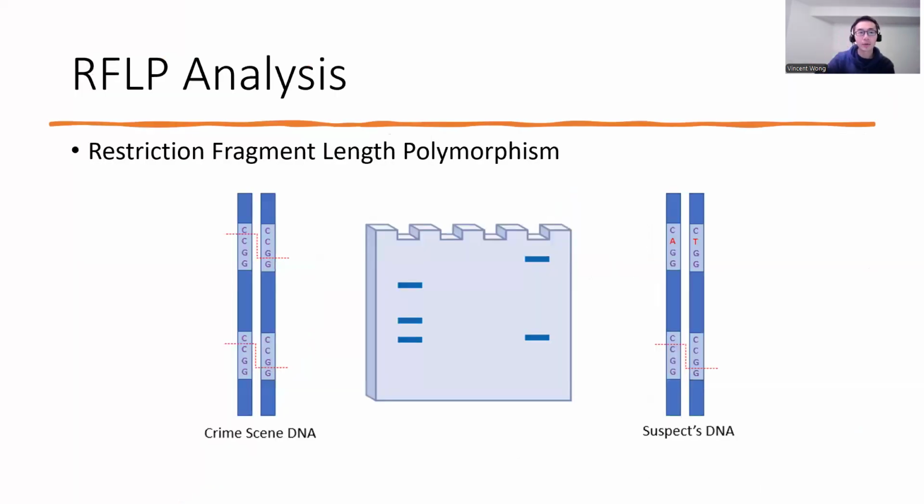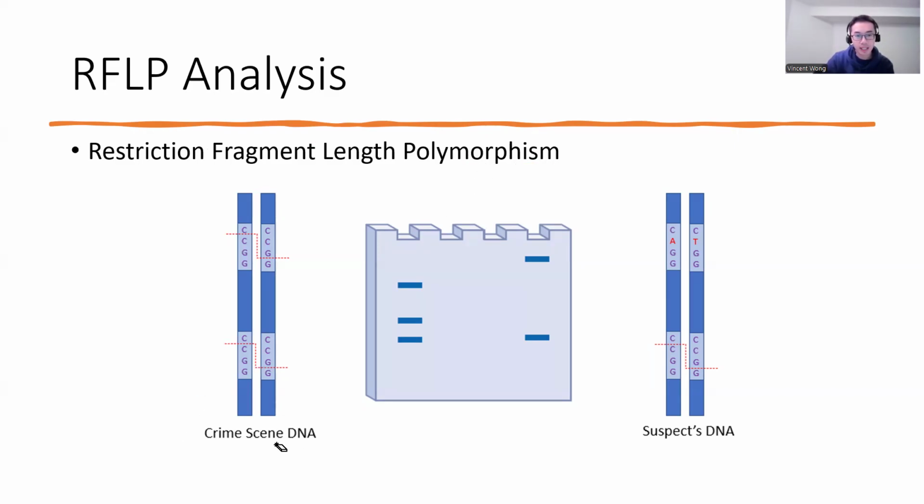Okay, so this is another kind of polymorphism. Remember, polymorphism is just any kind of DNA difference that can be detected between individuals. This one is called RFLP, which stands for restriction fragment length polymorphism. So it is a detectable DNA difference in the length of the fragments that you create when you treat it with a restriction enzyme. Here is a very simple example.